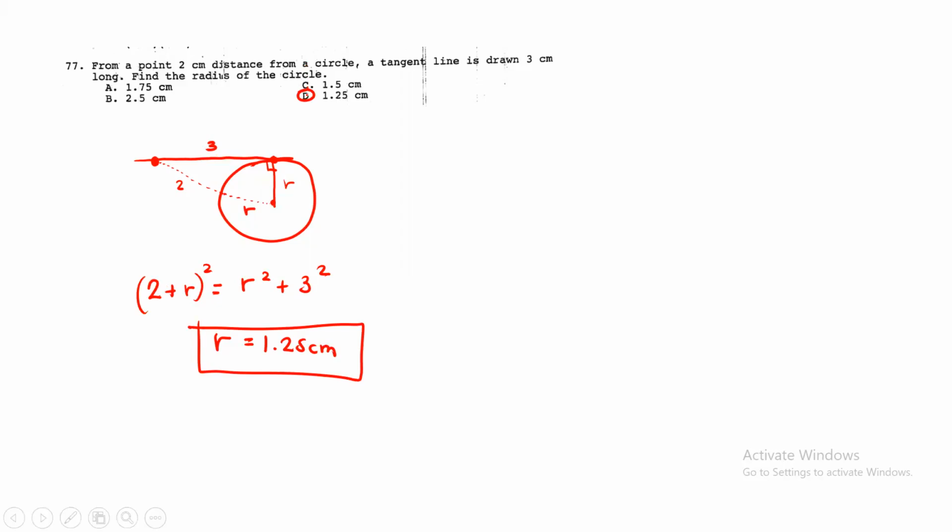The next, 78. How do you call a cylinder with elliptical cross-section? A cylinder with elliptical cross-section is a cylindroid. Then 79. Find the volume obtained if the region bounded by y equals x squared and y equals 2x is rotated about the x-axis.